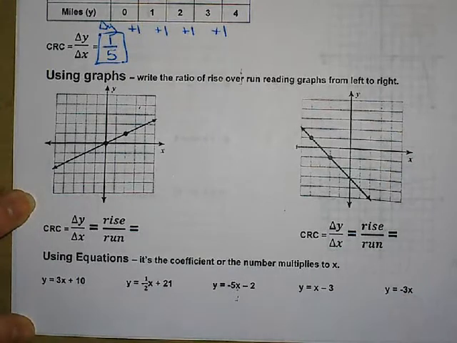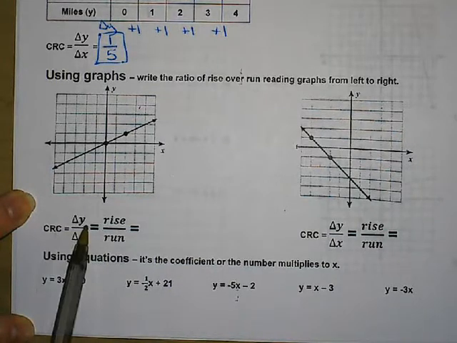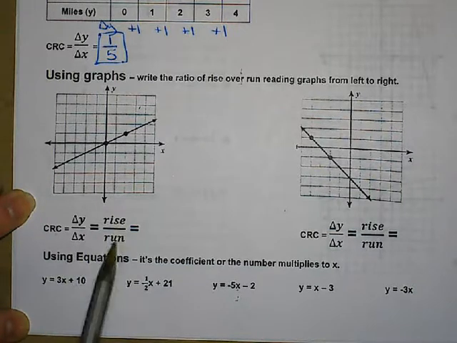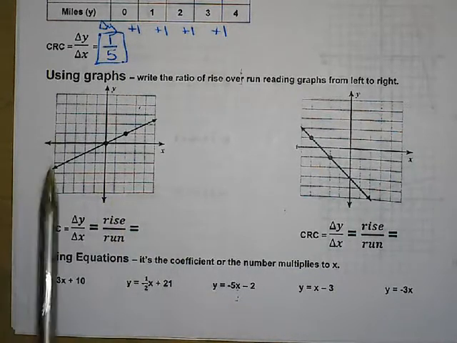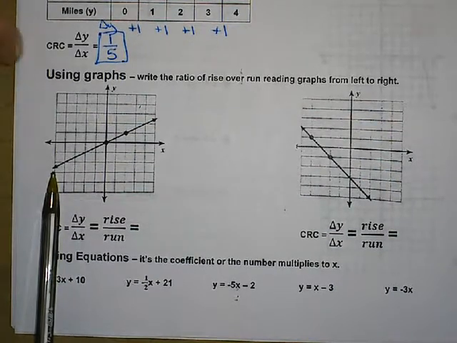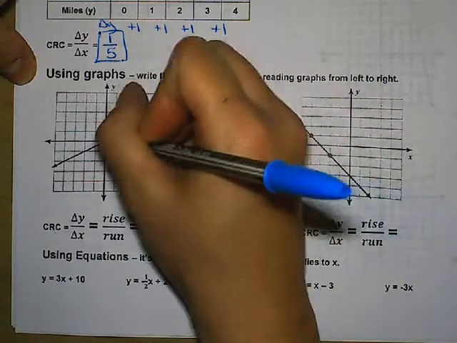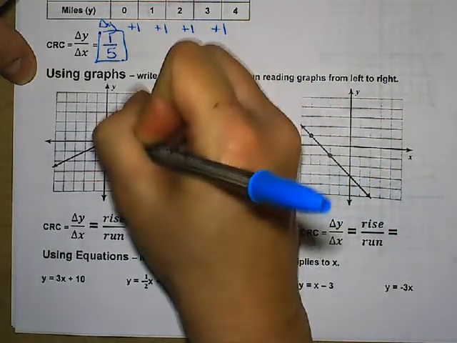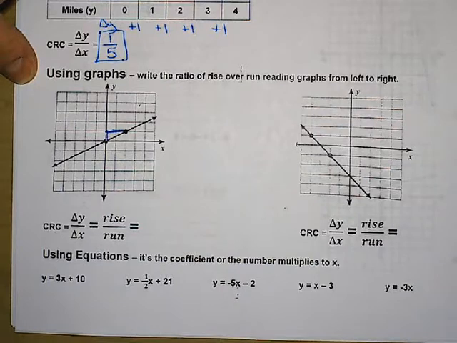Let's take a look at using graphs to find the constant rate of change. And remember, the constant rate of change is still the change in y over change in x. We now add the words rise over run, but it is the same thing that we just talked about in the previous note. Step 1, you want to make sure that it is a line, a straight line. Step 2, draw your right triangle above your line, connecting two major points.